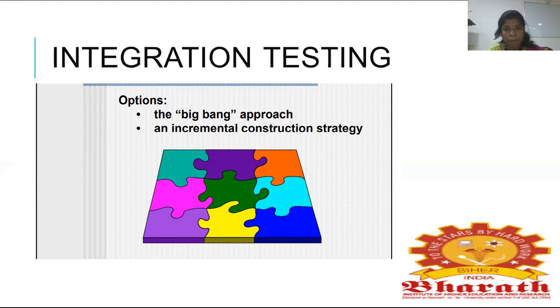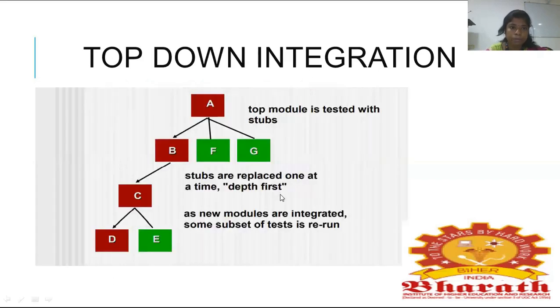Third module output can be taken by the fourth module. That is the incremental construction strategy. I'm using my first module output, and my second module output can be used by the third module. So this is called the incremental construction strategy. Now, in integration testing, we have two approaches: top-down integration and bottom-up integration.